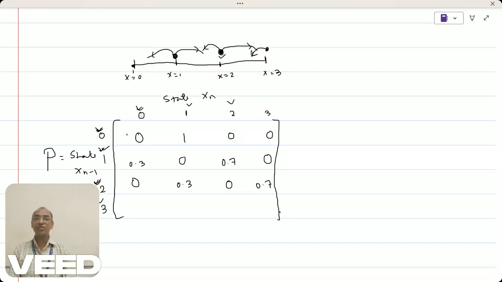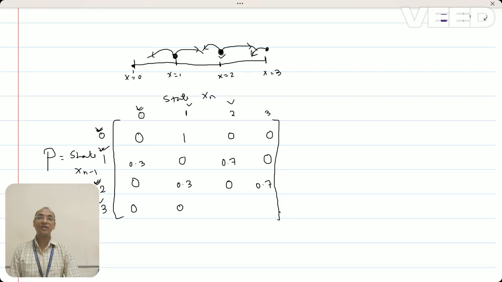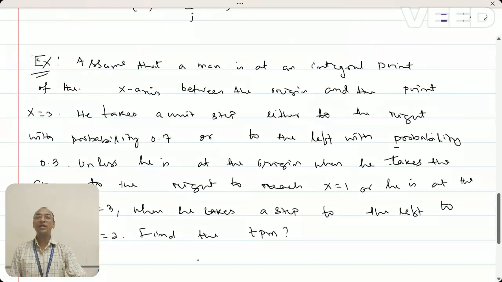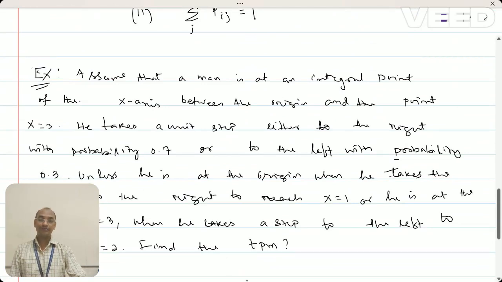So if my present state is 3, future state is 0, there is no direct movement, and if present state is 3 and future state is 1, there is also no direct movement. But when he is at x equal to 3, he can move to x equal to 2 with a certain probability, that is 1, and present state is 3, future state is 3 means it will be 0. So this is the TPM corresponding to the problem. Like this we can construct the TPM for a Markov chain.